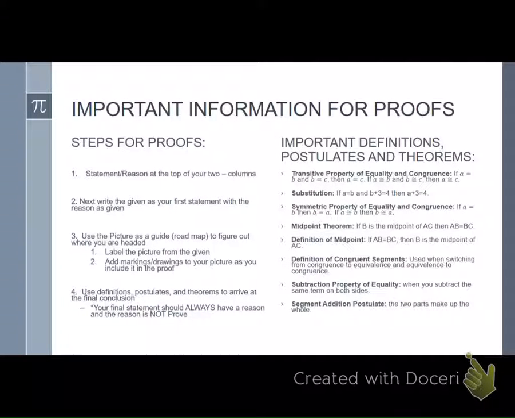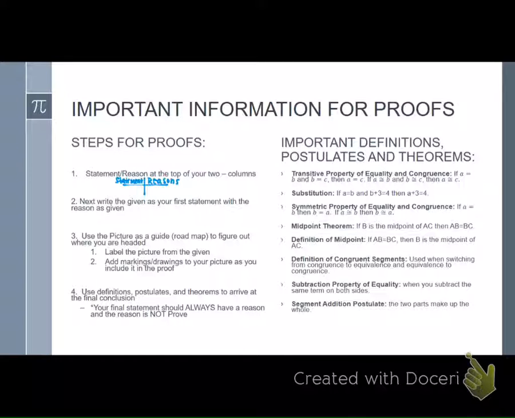So first of all, when you do proofs, you're going to have a statement and a reason column. It's a 2-column proof typically we do. That should look familiar to you. Creates 2 columns. The left side is the statements, and the right side is the reasons. And then you get to number all of your stuff.